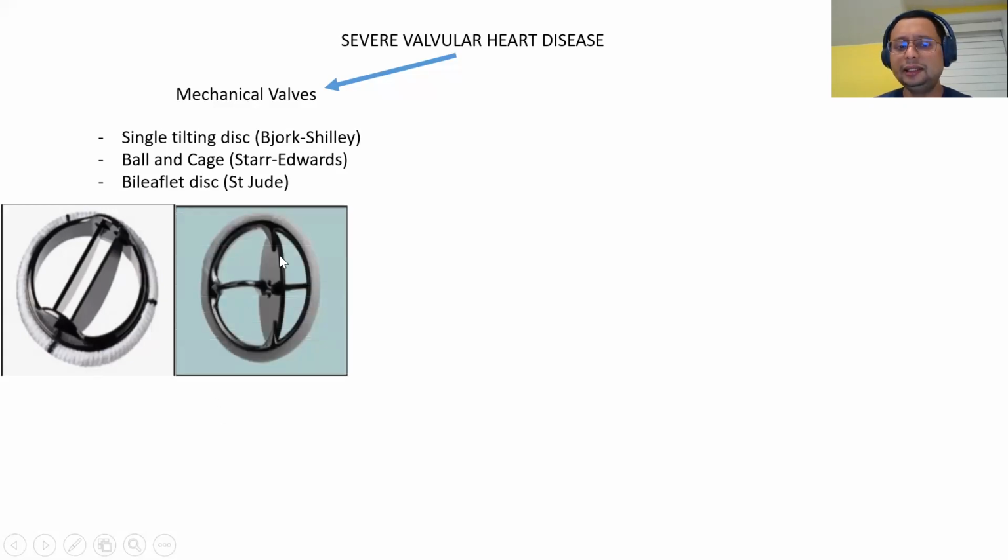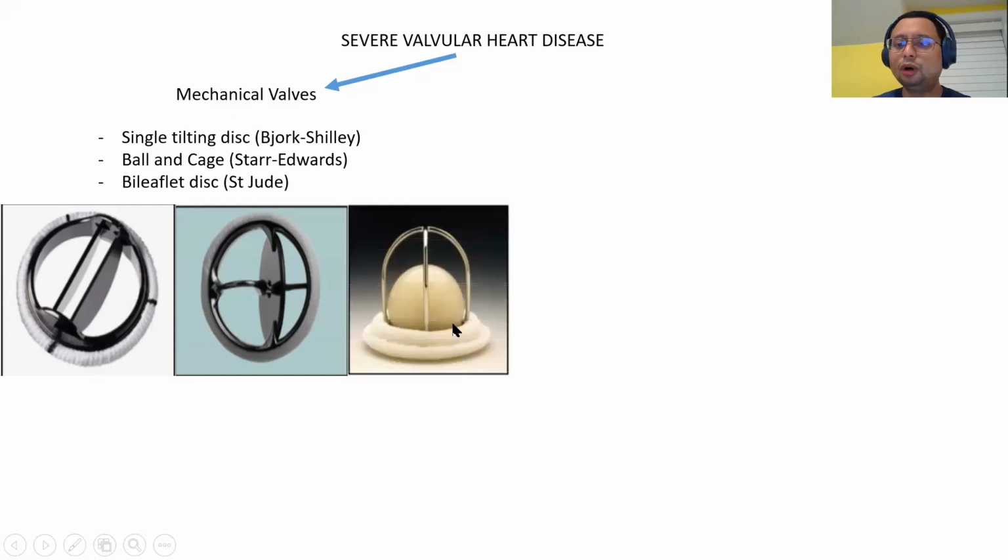This is a single tilting disc. You have one major and one minor orifice. And lastly, this is a ball and cage. So with the ball and cage, the flow just goes around the ball when it opens. When it opens, the ball actually goes up.